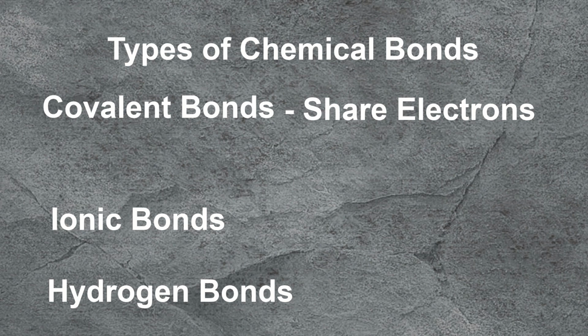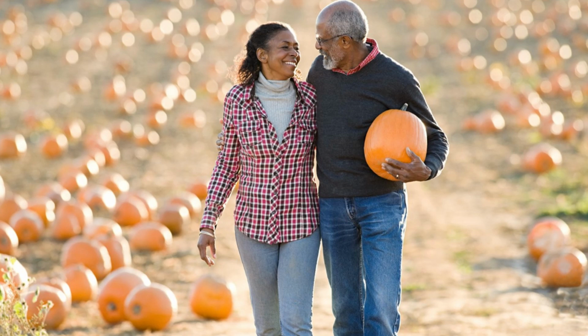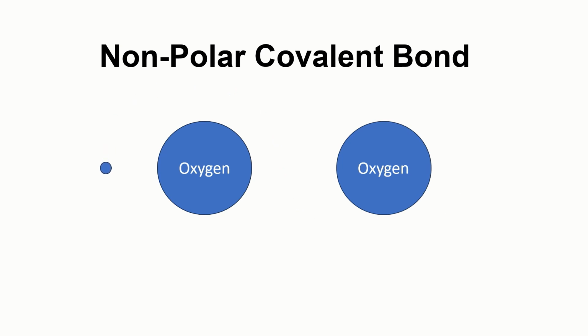There are two types of covalent bonds, nonpolar and polar. Nonpolar is where electrons are shared equally and the molecule has a neutral charge. I like to think of nonpolar bonds as being like a couple that's in a really good relationship where both people share equally, like these two oxygen atoms sharing their electron equally. This forms the molecule of oxygen.